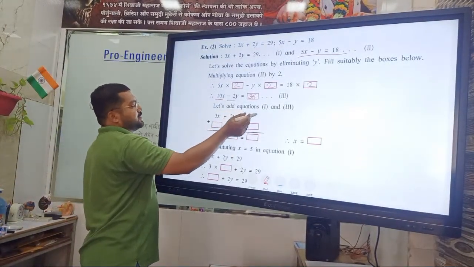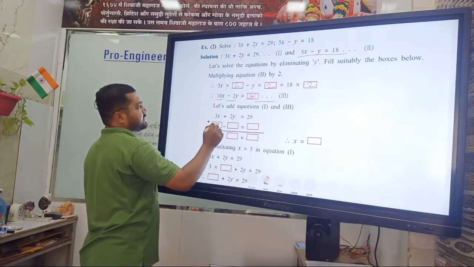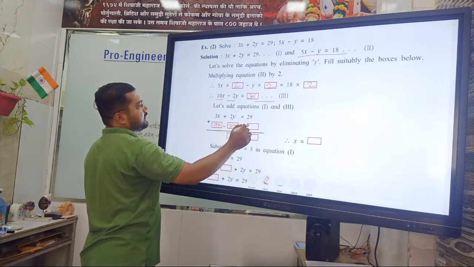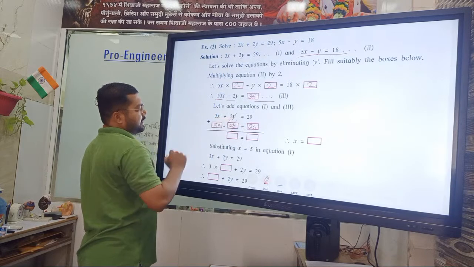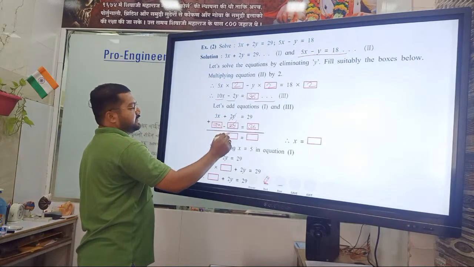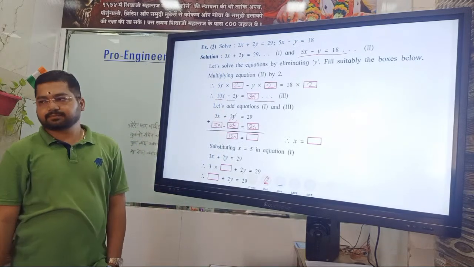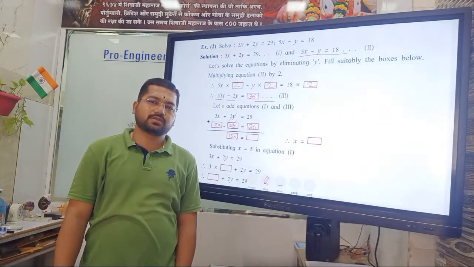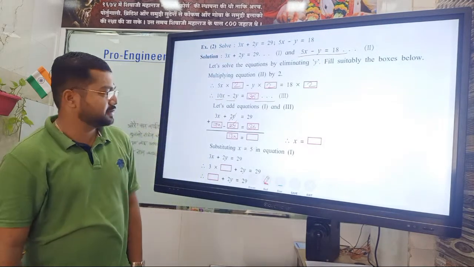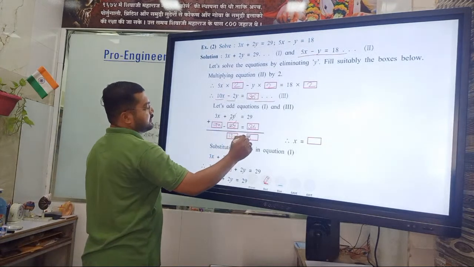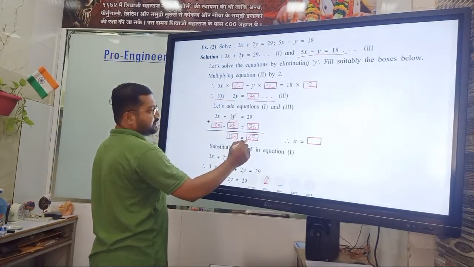Let's add equations 1 and 3. So this is our third equation. So we will add 10x, 2y and 36. So 2y cancels. 10 plus 3 is 13x, 36 plus 29, how much? 65. Sure? Yes. Do it fast. 65. So this 13 is multiplied over here, that will go here and divide.